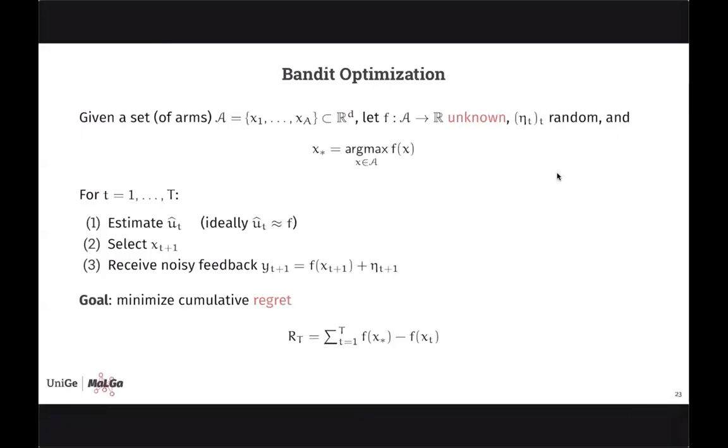It has a similar flavor to zero order optimization, so a situation where we want to study the extreme of a function without knowledge of gradients. But here there are a couple of different aspects. One is the fact that we only have access to noisy function evaluation. Two, that we're really looking into this kind of sequential paradigm. And three, we measure error with respect to this cumulative regret.